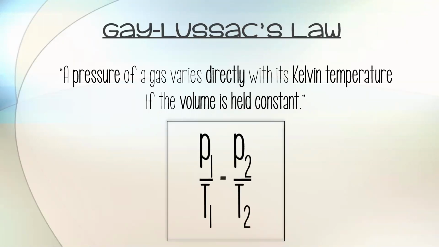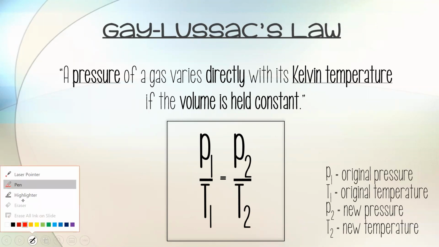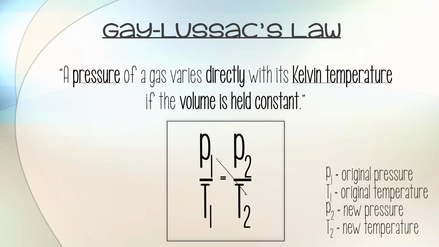So the equation for this is P1 over T1 equals P2 over T2. Once again, ones stand for original or initial pressure and temperature. Twos stand for final or new pressure and temperature. And like I said before, if you want to just memorize the cross-multiplied version, it would be P1 T2 equals P2 T1. I like that version, but that's just me.